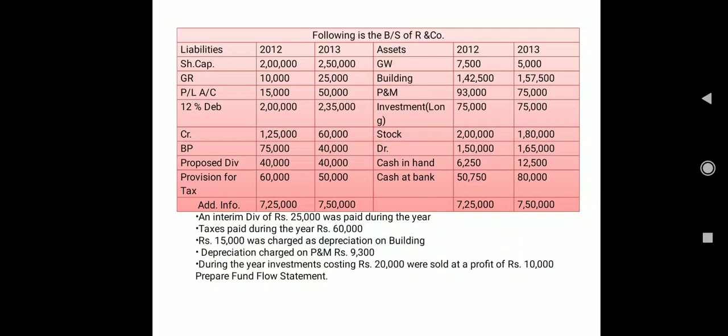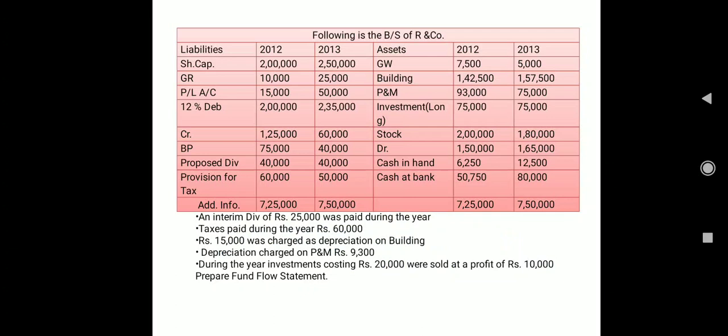Okay, now coming to your assets, goodwill. If I check, 2012 is 7,500 and 2013 is 5,000, that means we can see very clearly that some value of goodwill we have written off. And goodwill written off, I told you last class also and I am repeating, writing off fictitious or intangible assets, all of that we are going to take as a non-cash expense. So 2,500 is going to be our non-cash expense.